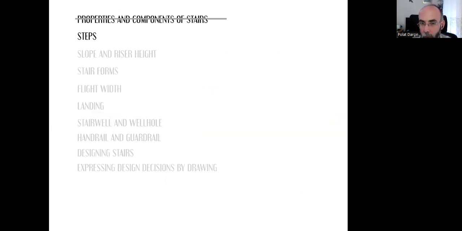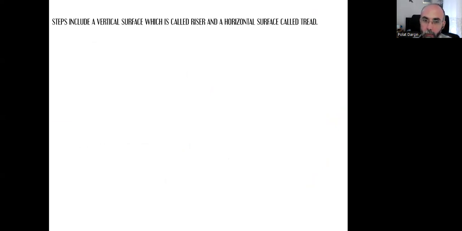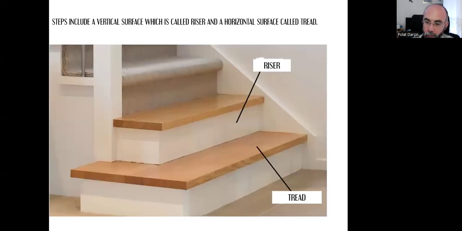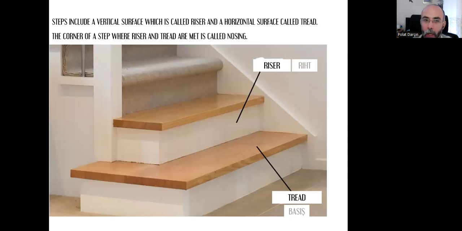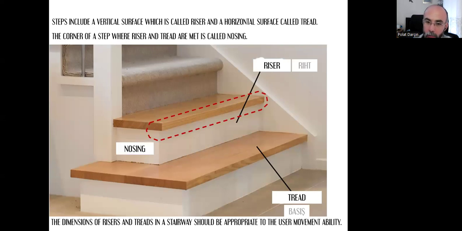Let's take a look at the details of the steps. What are the properties of steps? As we just learned, they include a vertical surface, which is called a riser, and a horizontal surface, which is called a tread. Riser, rıht, tread, basış. The corner of a step where the riser and tread meet is called a nosing. So they create a corner which we call a nosing.